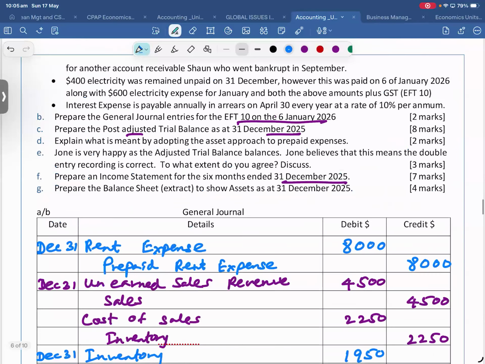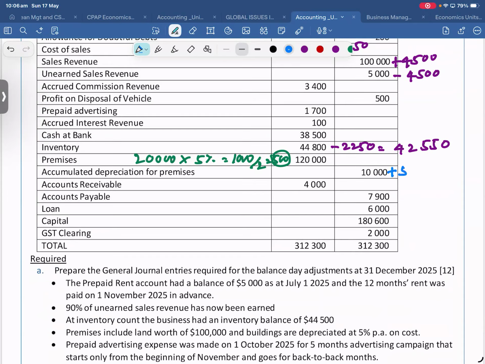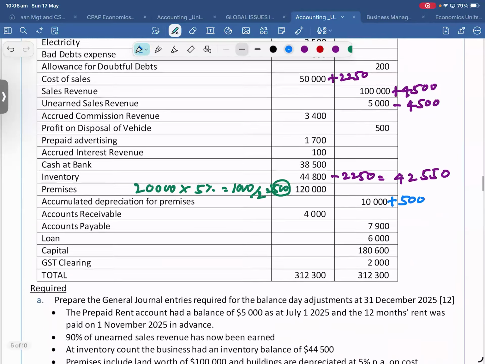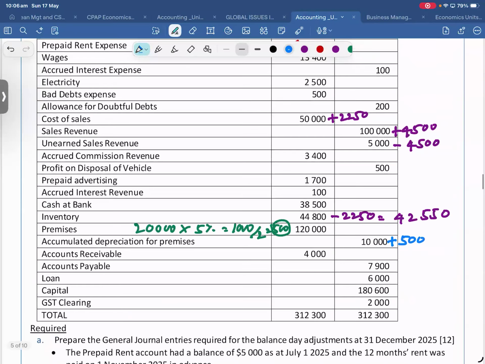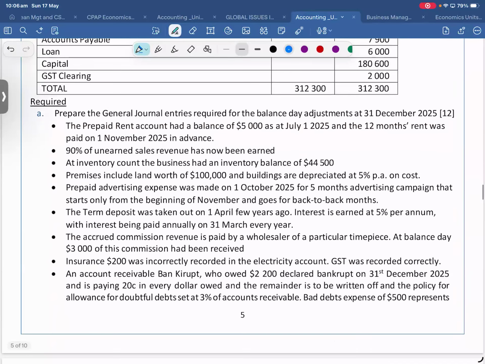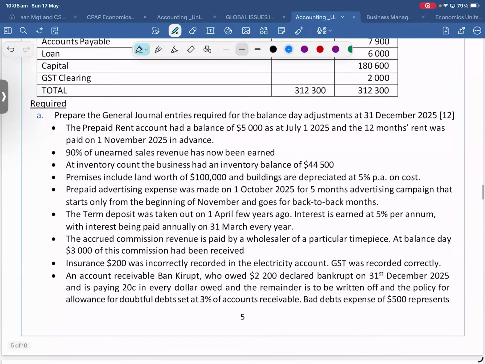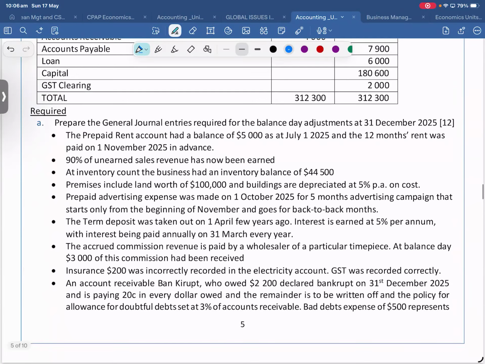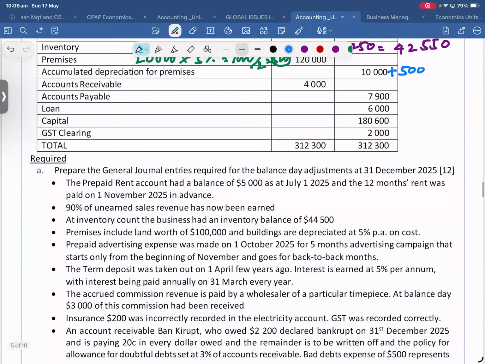I'm going to add here how much? 500. Right? Why? Because we created it, so it is increasing. So do we have to minus 500 from premises? Oh, no. We don't minus 500 from premises. Okay. Next one.